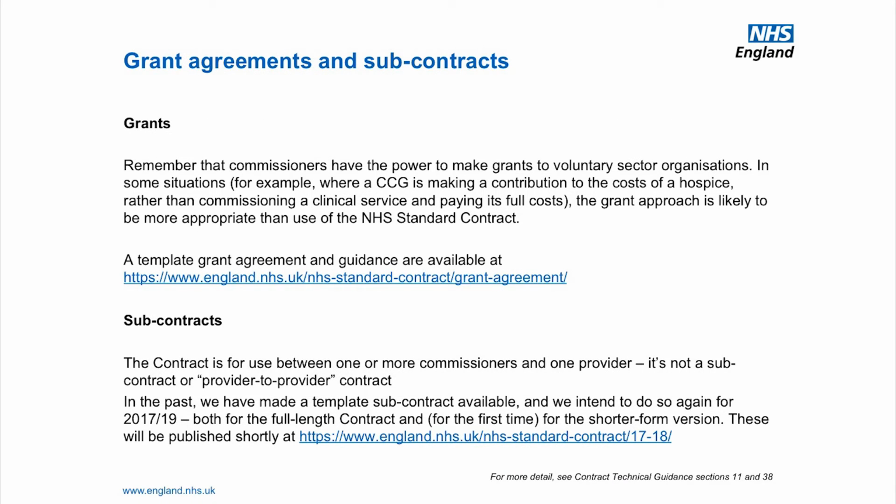So I'm going to say a little now about two other things, grant agreements and subcontracts. With grant agreements, I suppose the main message is for commissioners to remember that they do have the power to make grants to voluntary sector organisations rather than necessarily always thinking they have to place a contract instead. And there are some situations where a grant approach is likely to be more appropriate than using the standard contract, particularly, and this is the example we often give, if a CCG is, for instance, contributing partially to the costs of a hospice, rather than commissioning the whole of the hospice's services and paying the full cost of those services, then that's the sort of situation where a grant agreement is probably more appropriate than the contract. So bear that in mind. We do publish a model grant agreement and we provide guidance with that, and they're both available on our website.